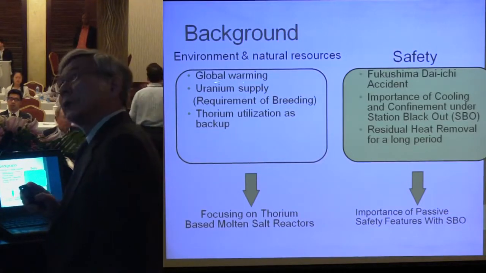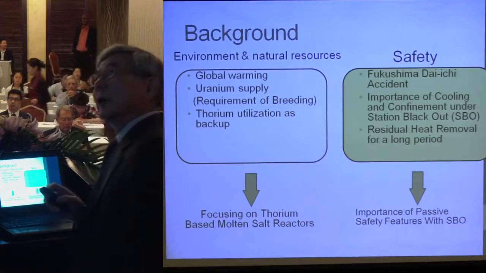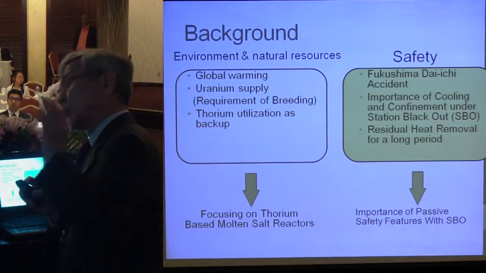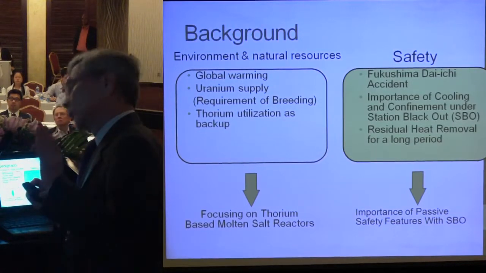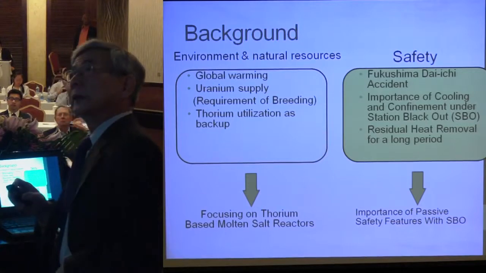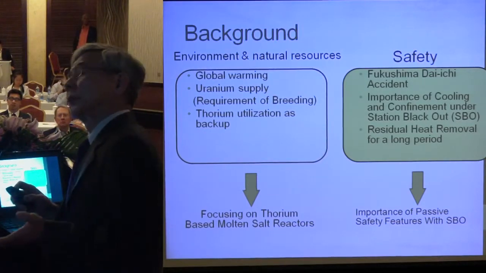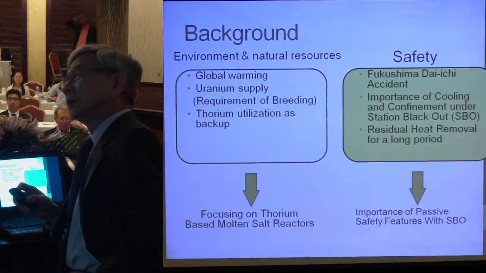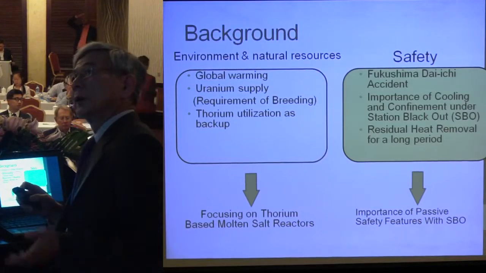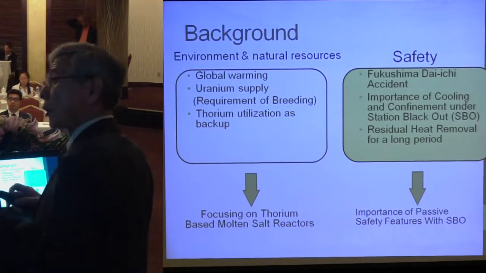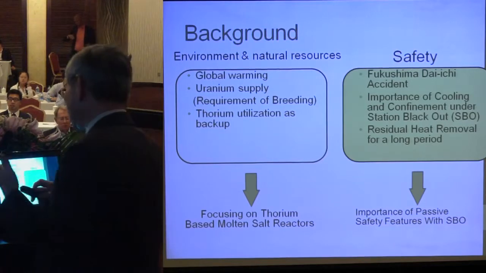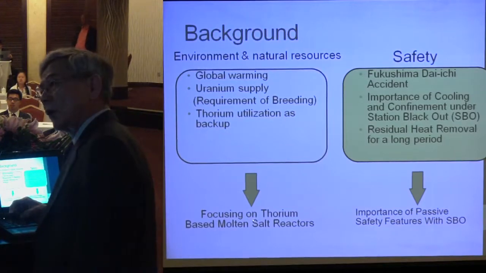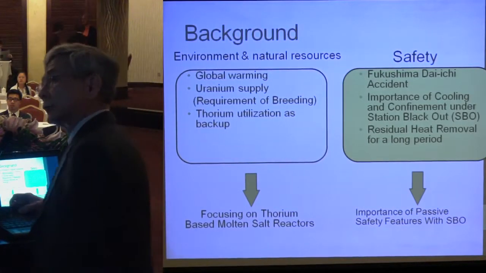First of all, environmental and natural resources. The environmental problem is global warming. We have to keep the global temperature in a favorable temperature zone, and uranium supply is not enough, expected by breeding. As a result, thorium utilization is now attracting focus, as discussed in this conference. Thus, we are focusing on thorium-based molten salt reactors.